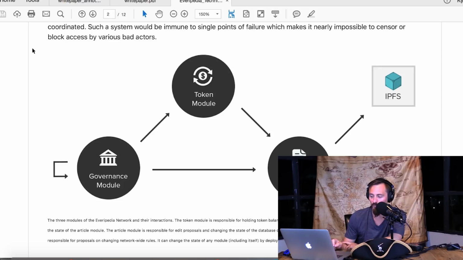Okay, so here they show you the three modules: token module, article module, governance module.